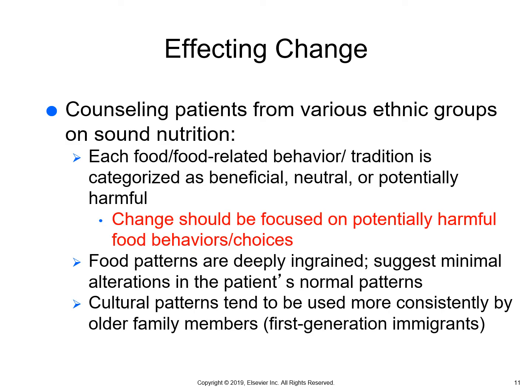When we're counseling them on sound nutrition, we want to make sure that each food and food-related behavior is categorized as beneficial, neutral, or potentially harmful. So even if in their culture, let's say, drinking soda pop is a good thing, we still want to educate them on the fact that that is a fermentable carbohydrate, and that can demineralize tooth structure, etc. Change should be focused on potentially harmful food behaviors and choices. So we don't want to focus on foods just because they're different than us. We want to focus on things that are harmful, and we want to suggest minimal alterations to their normal patterns.